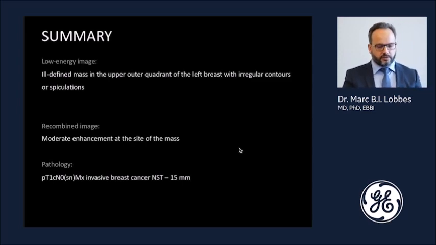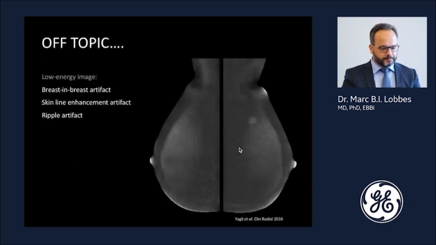To summarize this specific introduction example, if you looked carefully, there was an ill-defined mass in the upper outer quadrant of the left breast, with irregular contours and spiculations, and there was moderate enhancement at the site of the mass. It's not as high as what you would normally expect of an invasive breast cancer, but it was still very clearly visible because there weren't any relevant artifacts in that area. The final pathology showed a 15 millimeter invasive breast cancer of no special type. So it's a rather straightforward case to begin with.